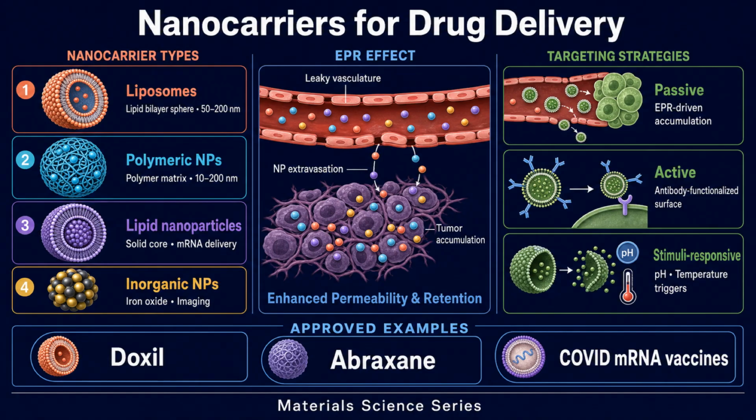Most remarkably, lipid nanoparticles enabled the rapid development of mRNA vaccines for COVID-19. These particles protect the fragile mRNA from degradation and facilitate its entry into cells. Tumors preferentially accumulate nanoparticles through the enhanced permeability and retention effect because their leaky blood vessels allow particles to extravasate while poor lymphatic drainage retains them. Active targeting adds antibodies or ligands to particle surfaces for cell-specific delivery.